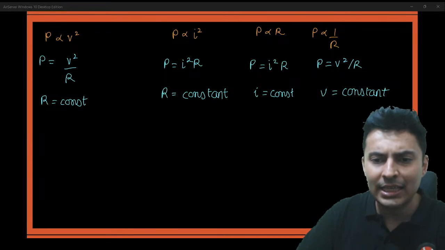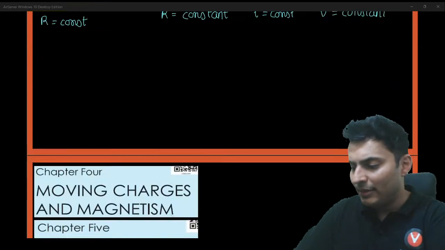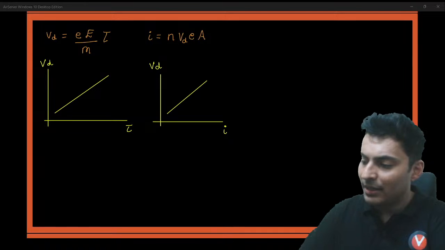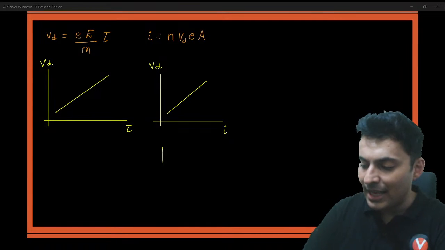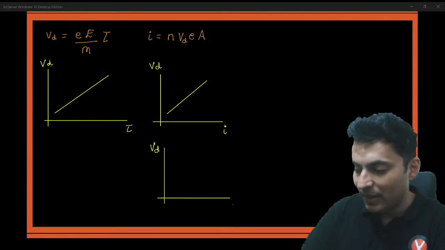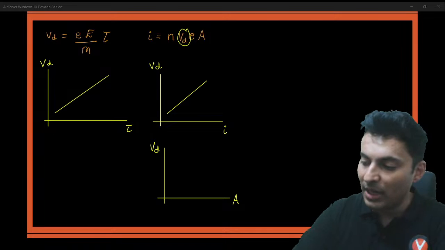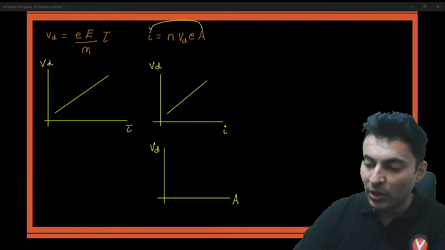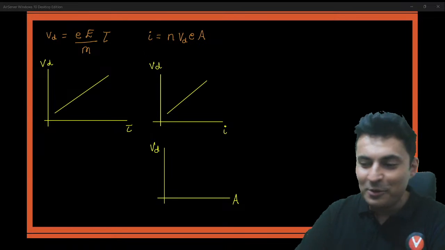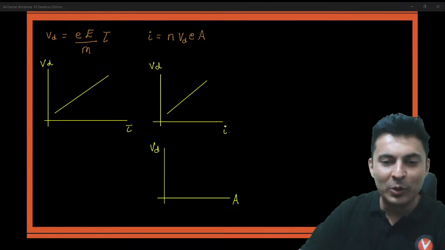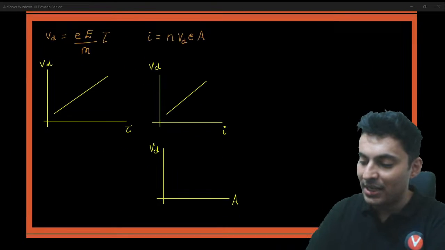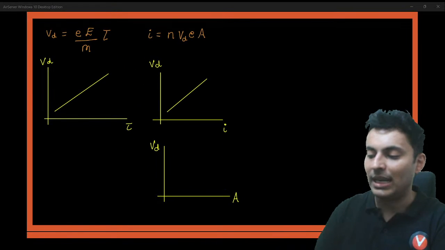Will the graph of VD and A be the same as VD and current? Well, we'll come to that as well. If you go to the drift speed and draw the graph versus area, then it will not be the same. Reason being, when you shift area onto the other side, where will this area go? Area will go below, right? So it will be inversely proportional. That is the reason why the graph will look like this.